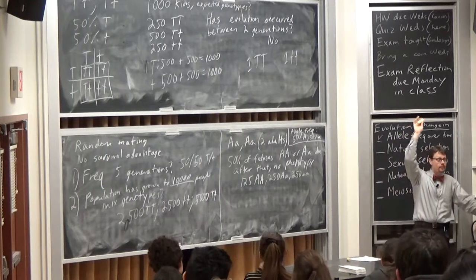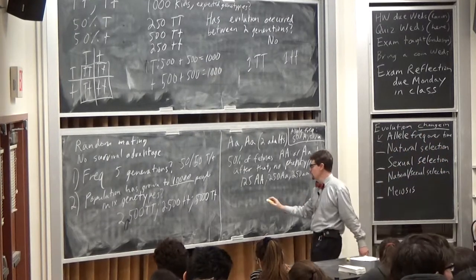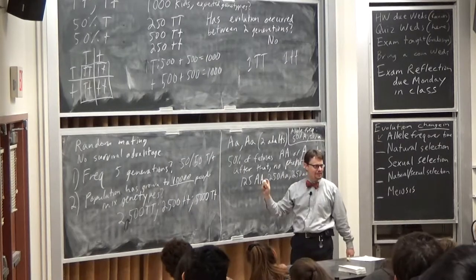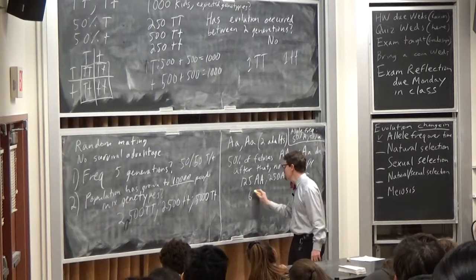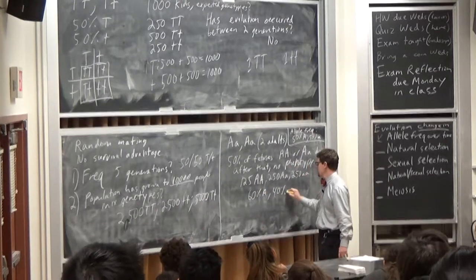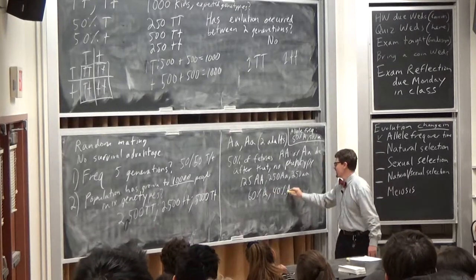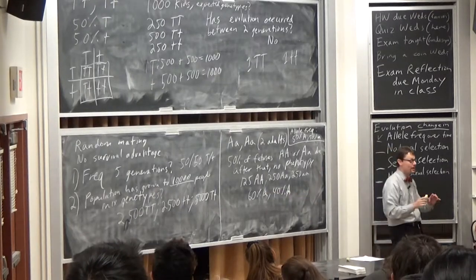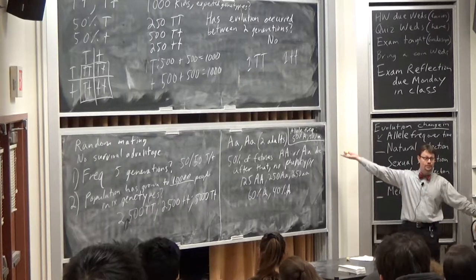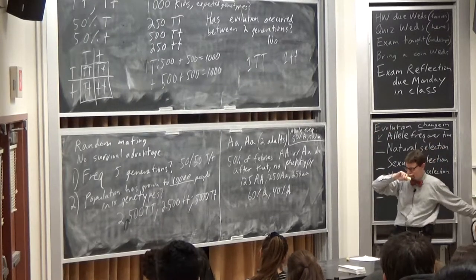Did anybody come up with an allele frequency out of this? 60-40 for recessive. That sounds about right. So 60% big A, 40% little a. Okay, great. So, has evolution happened here? Yes, our allele frequency has changed over generations.